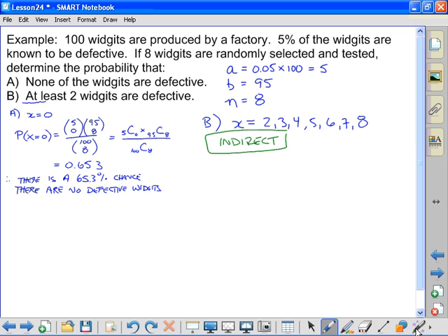And what we're going to do is we're going to take the probability of X being greater than or equal to 2. So that's what the question wants. At least 2 widgets are defective. And we're going to switch it around and take 100%, and we're going to subtract the opposite. What's the opposite of X being greater than or equal to 2?